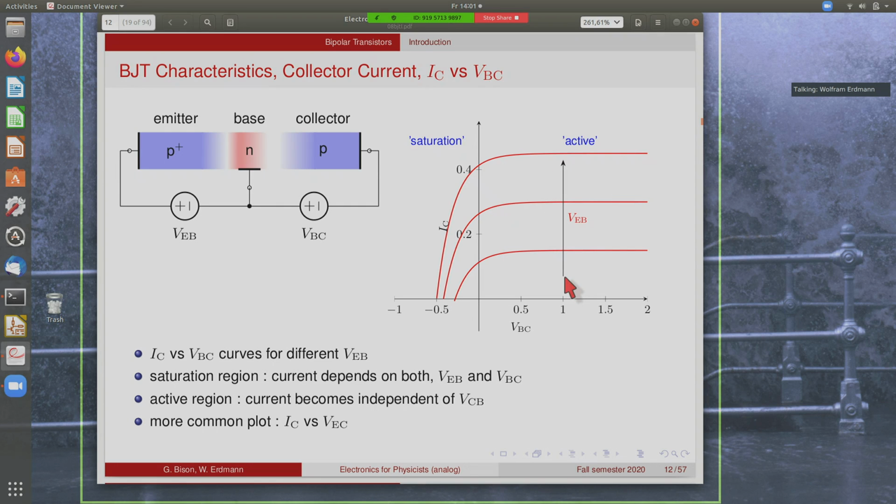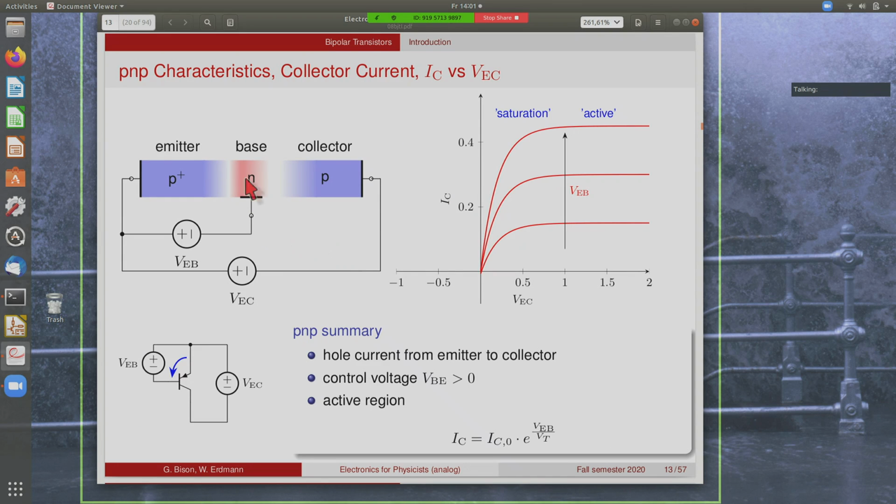Now, if you increase the emitter base voltage, that just increases the current that flows here. So this curve will go upwards. So now we're plotting this versus the base collector voltage. And like I said, when we're in positive base collector voltage, this is called the active region, and negative base collector voltage, we start getting into saturation. What is more common is to plot this not versus the base collector voltage, but versus the emitter collector voltage. And this is done here.